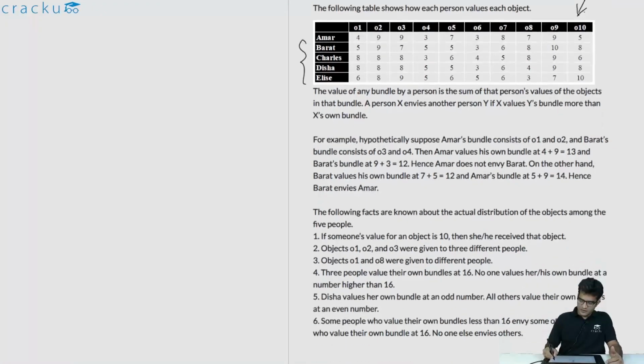We have been given some clues. We are told that there are 3 people who have rated the sum of the 2 objects that they received as 16. One of them, Disha, has rated her own bundle as an odd number, and the other person has rated the bundle as an even number. So this is the information that is given to us. Let us go through the clues once and then let us try to identify who has gotten which object. There are 5 people, A, B, C, D and E.